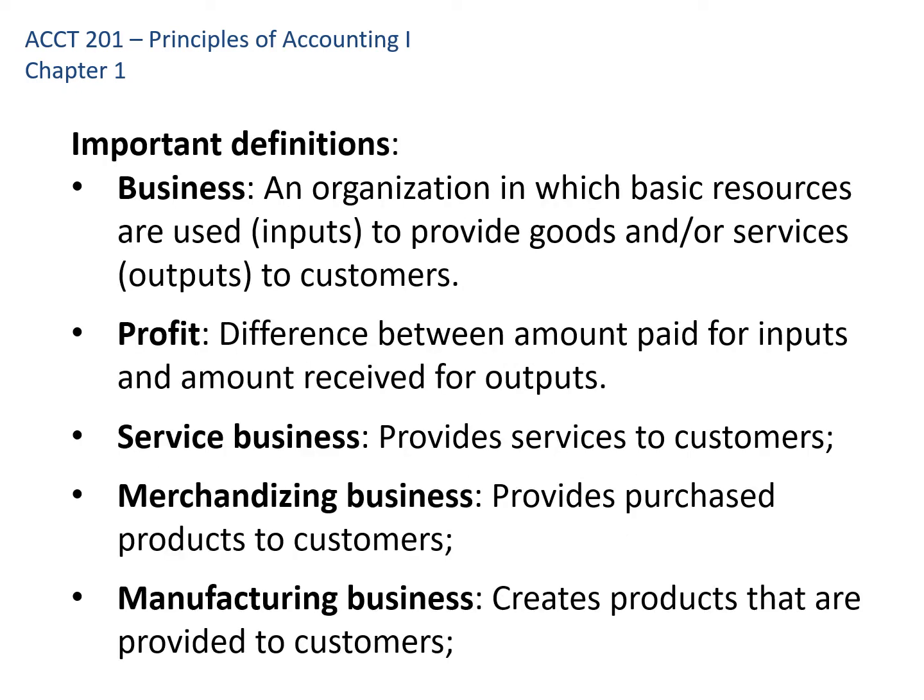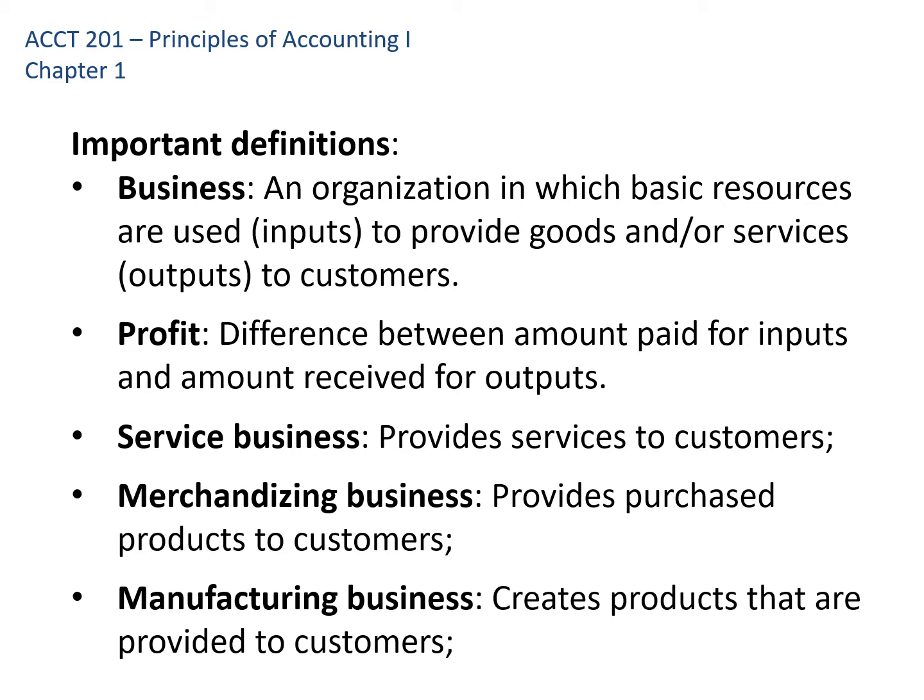So first, some important definitions. First of all, what is a business? A business is any organization in which basic resources are used, which would be like materials, inventory, labor, things like that, to provide goods and services, which are outputs, to customers. So it could be a for-profit business. That's a business that seeks that their outputs exceed their inputs so that they earn profit. That's the difference between revenues and expenses.